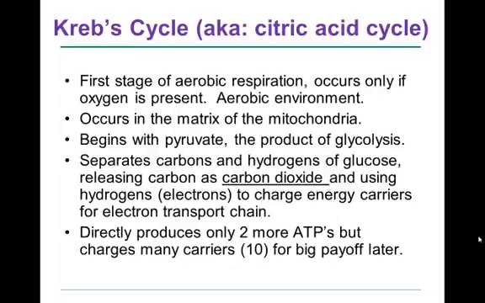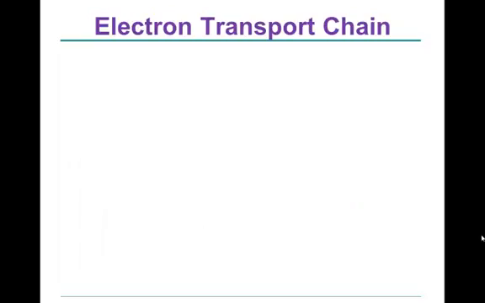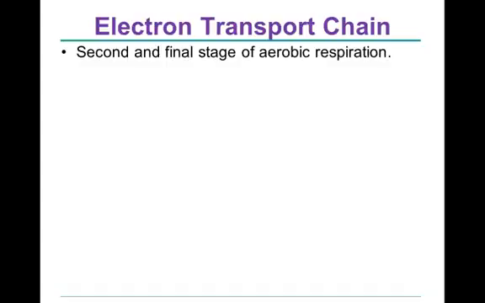Now, of all the energy that is harvested in the Krebs cycle, not that much of it is released directly as ATP. It does directly produce 2 ATPs, but it also charges many energy carriers. So much of the energy is stored for use in a later process. And that's basically what happens in the Krebs cycle. It is followed by the electron transport chain. So the electron transport chain is the second and final stage of aerobic respiration. It occurs across the inner membranes of the mitochondria.